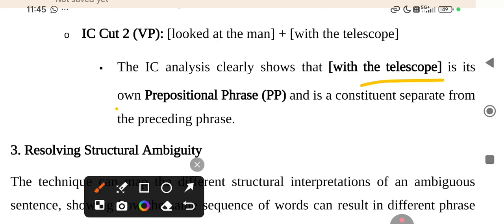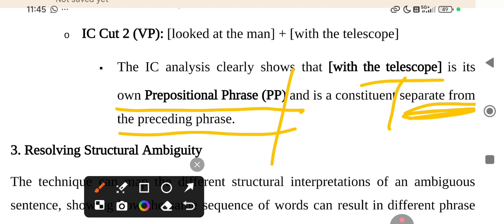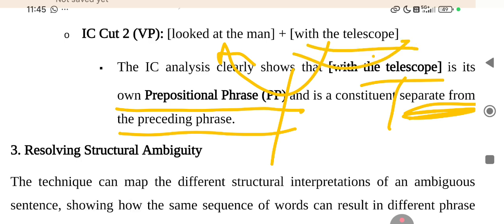its own prepositional phrase and is a constituent separate from the preceding, means before, preceding phrase. This is separate. This is not related with this phrase. That is what it is saying, right?